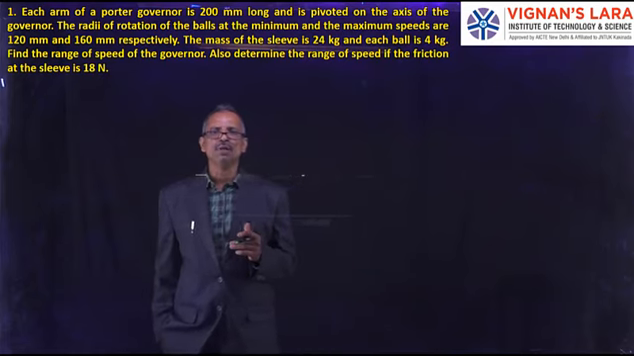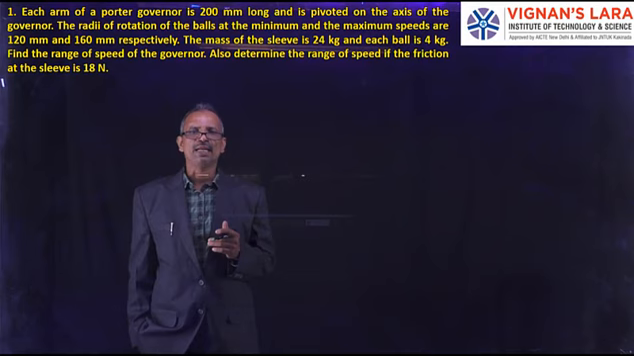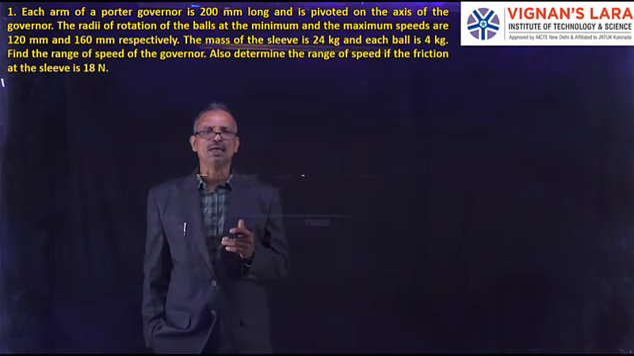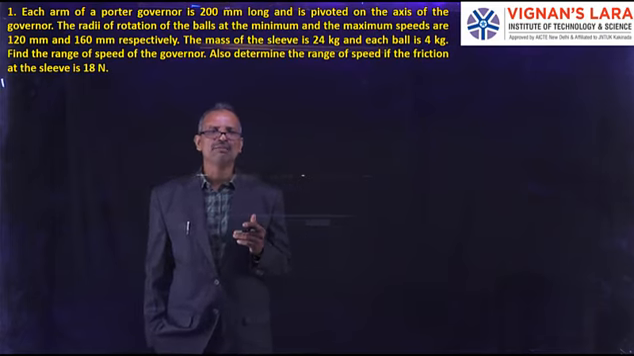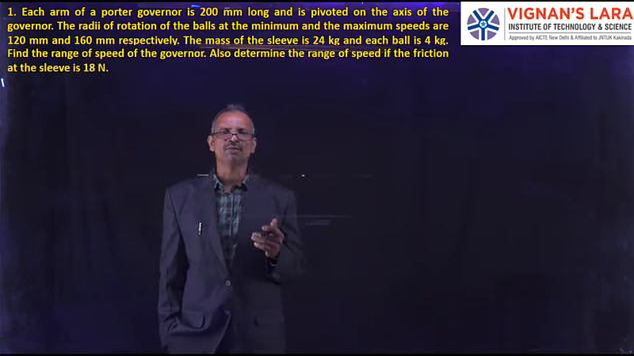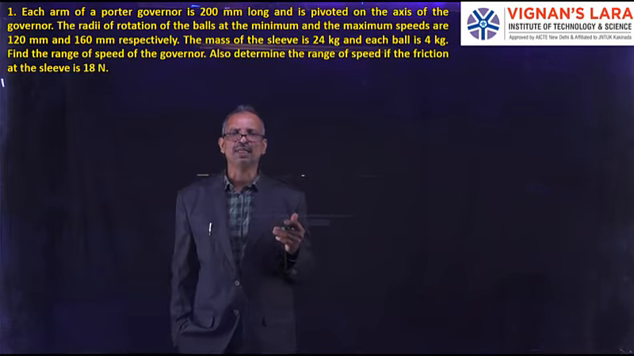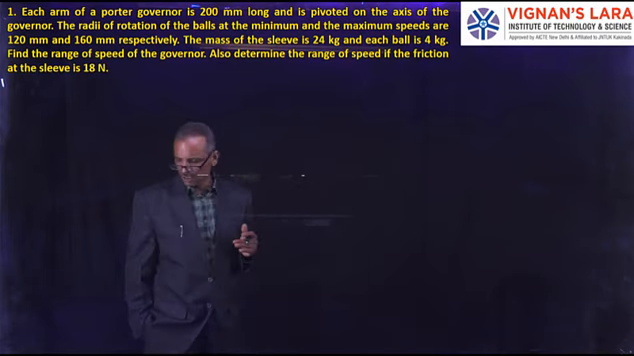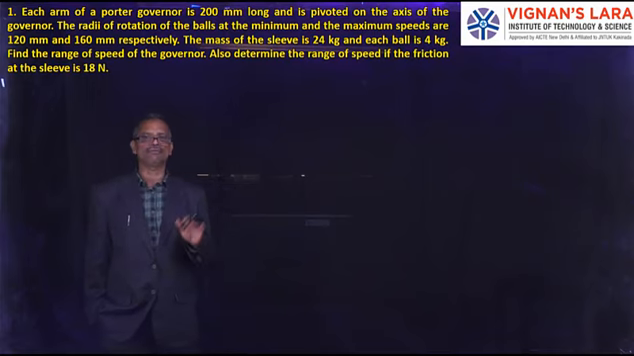Each arm of a Porter governor is 200 mm long and pivoted on the axis of the governor. The radius of rotation of the balls at the minimum and maximum speeds are 120 and 160 mm respectively. The mass of the sleeve is 24 kg and the ball is 4 kg. Find the range of the speed of the governor. Also determine the range of the speed if the friction at the sleeve is 18 newtons. So there are 2 parts here. One is without considering the friction and another one is by considering the friction.